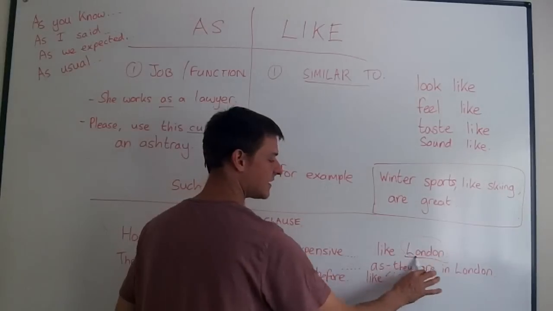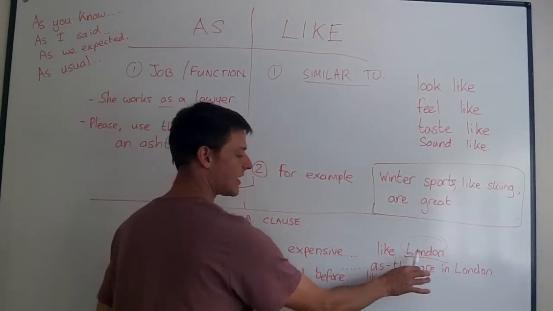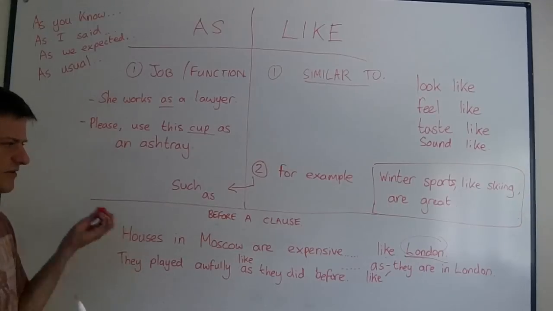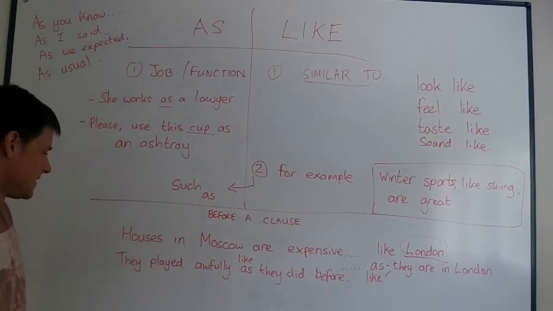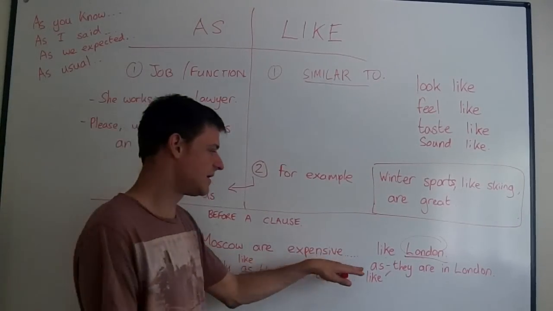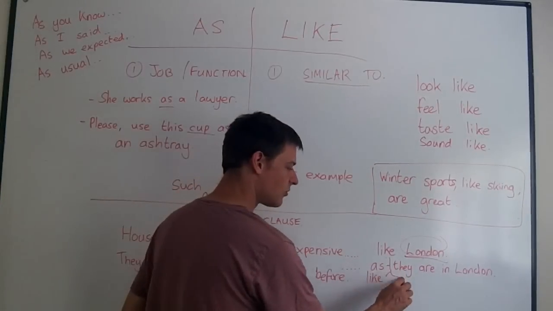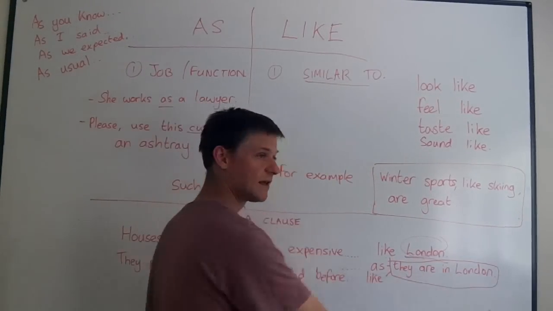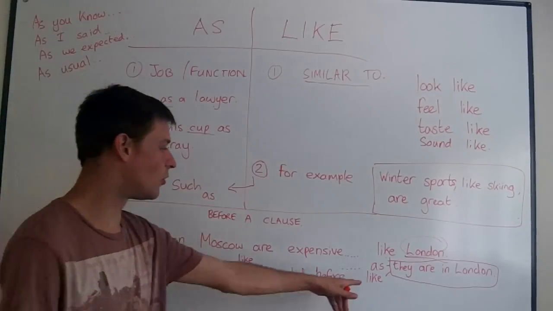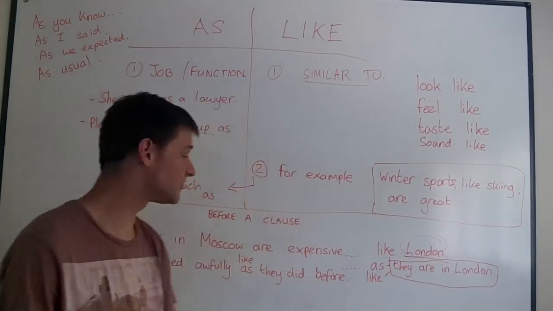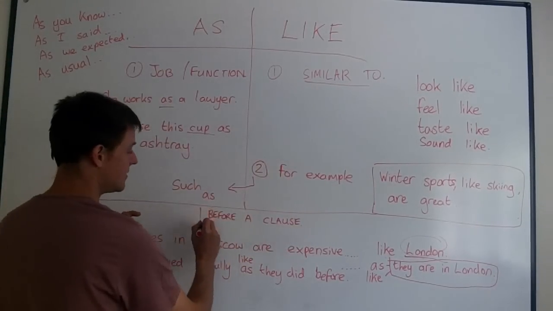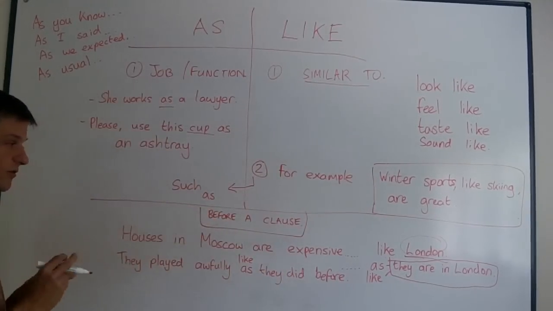Okay? Before a clause, if you have a noun just afterwards, houses in Moscow are expensive. If you just want to say the noun, then you say "like London". Yeah, you don't say "as". Houses in Moscow are expensive, just like London. However, if you want to use a whole long clause here and say "as they are in London", that's fine. Or "like they are in London", that's fine. So both "as" and "like" are possible before a long clause.